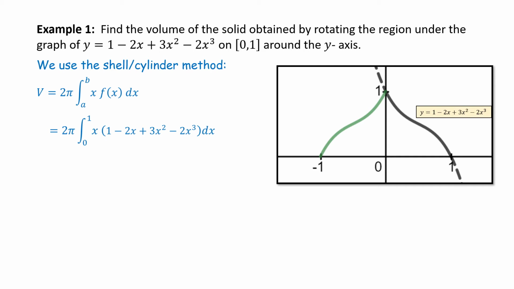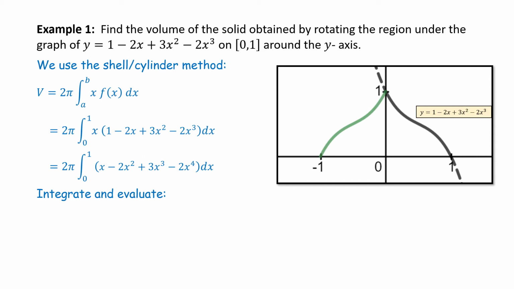Multiply the x through. That'll take us to 2 pi times the integral evaluated from 0 to 1 of x minus 2x squared plus 3x cubed minus 2x to the 4th dx. Now we are ready to integrate and evaluate.